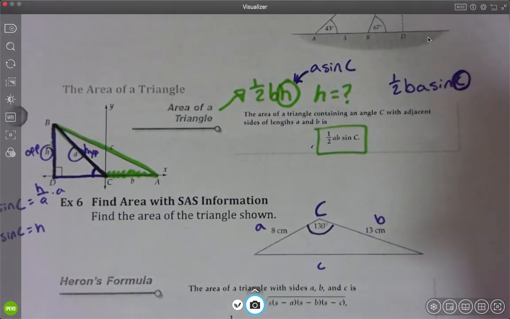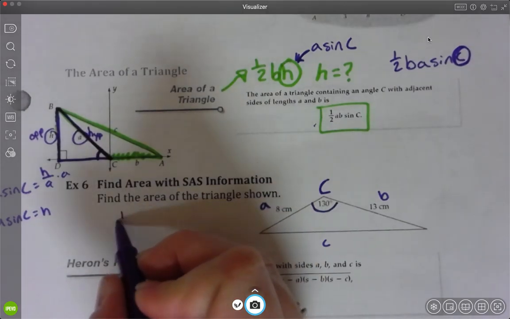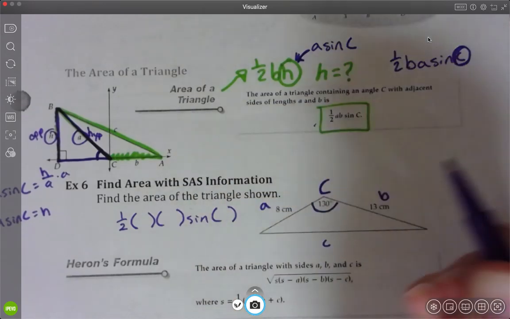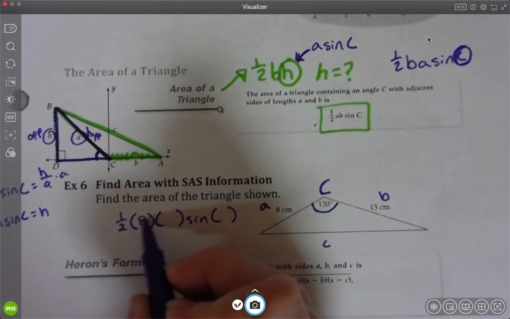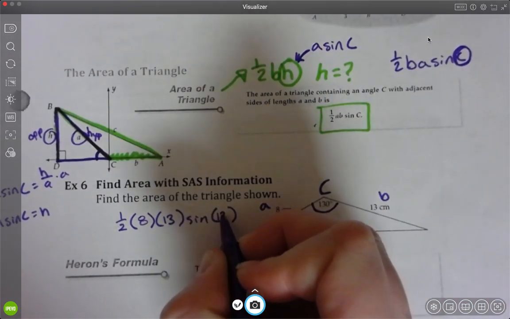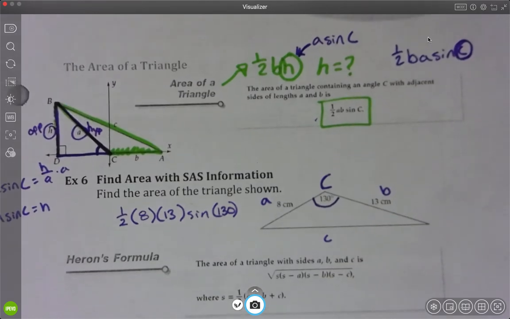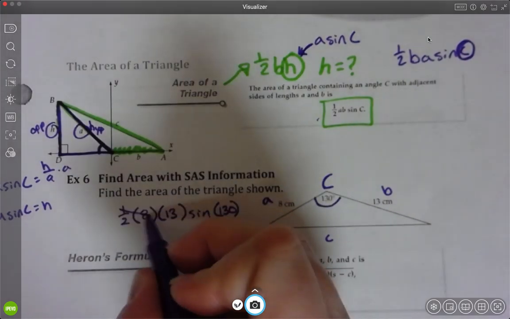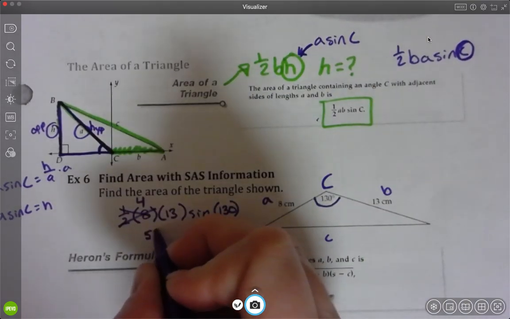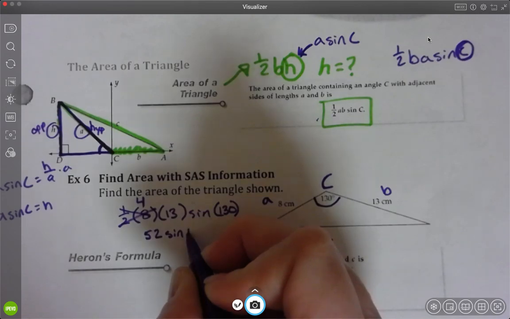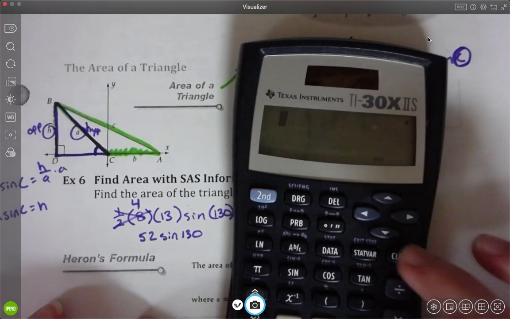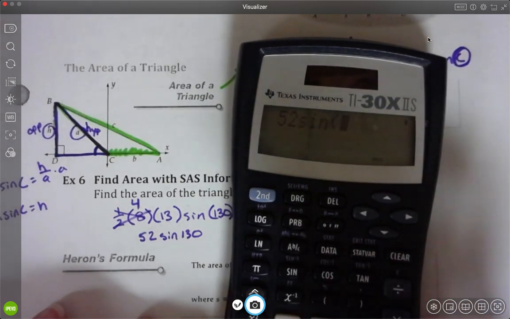If we're trying to find the area, then all we have to do is 1/2 AB sine C. A is going to be 8, B is going to be 13, and C is 130 degrees. Then we just type that in and figure out the area. 1/2 of 8, I'll do it in my head, is 4. 4 times 13 is 52, so I could do 52 sine of 130.